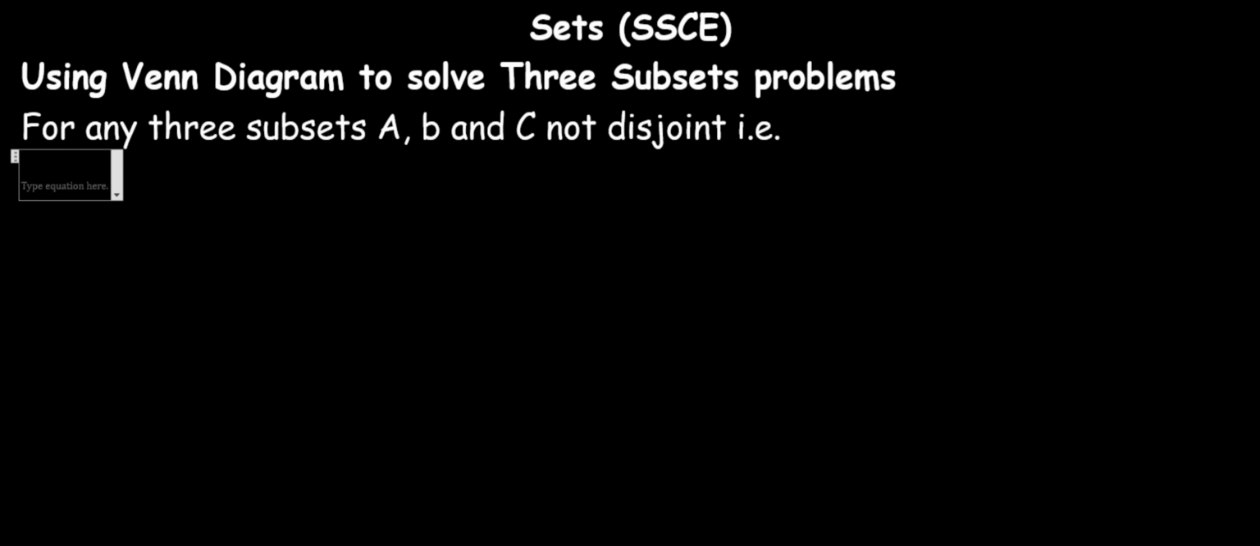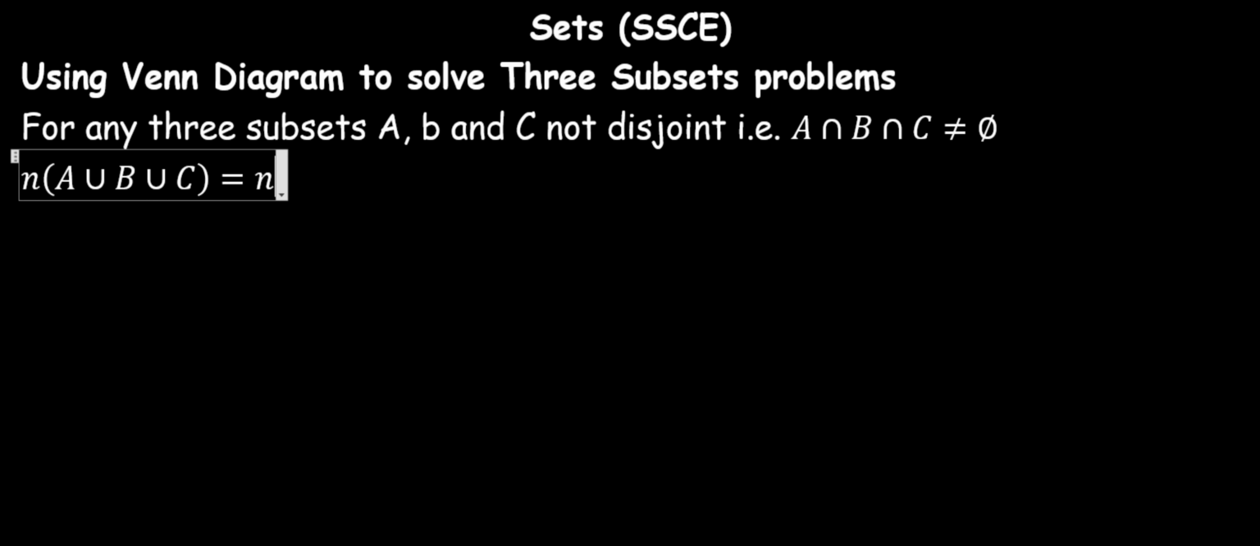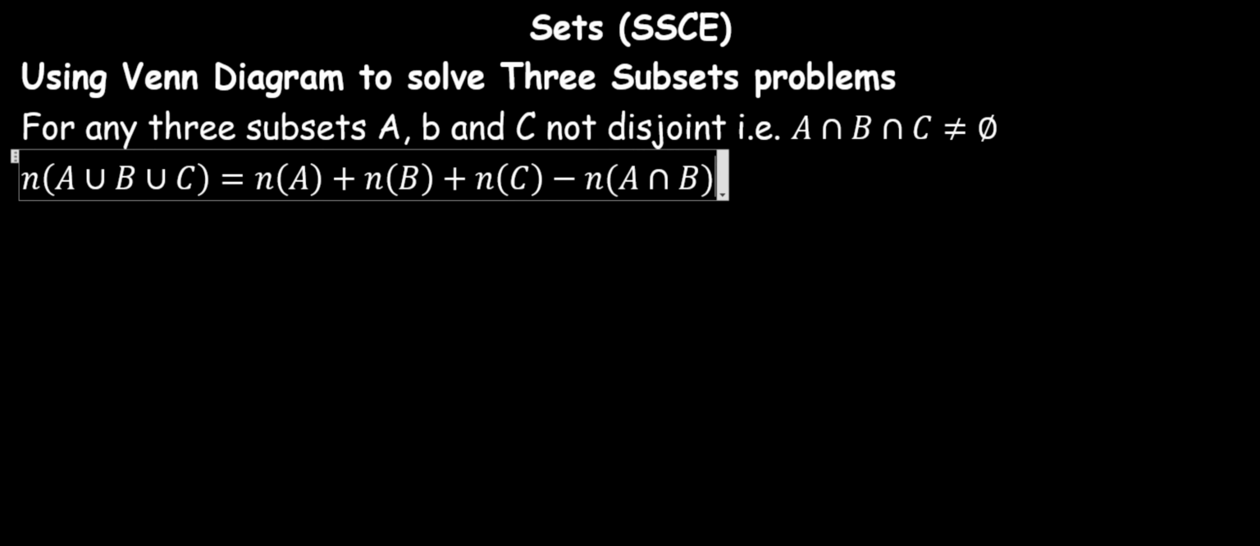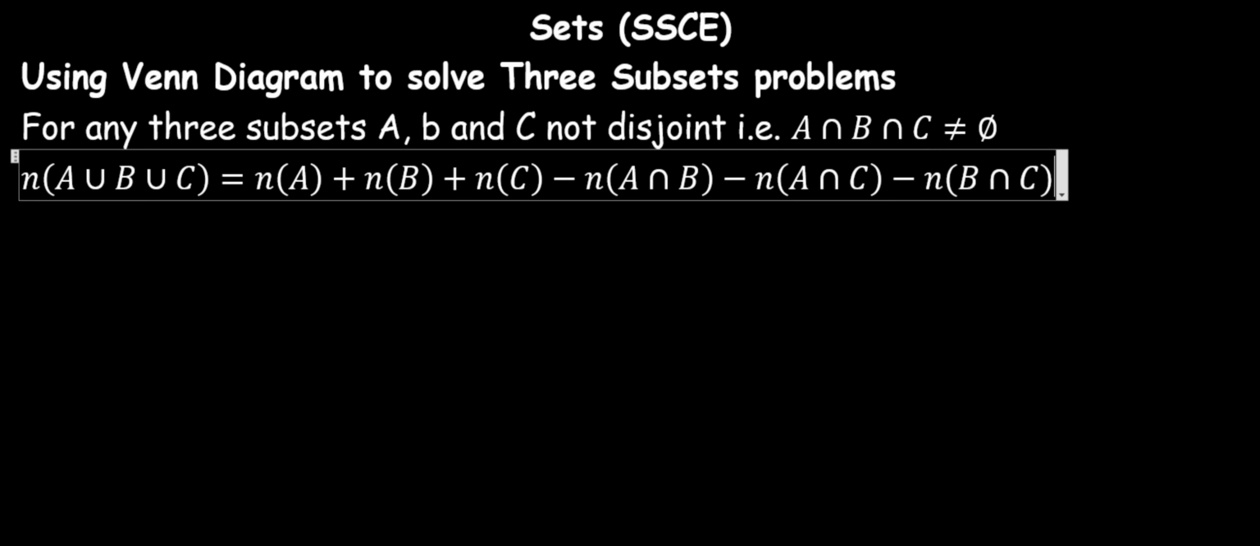For any three subsets A, B, and C, not disjoint, that is, A intersection B intersection C is not equal to the empty set, then the number of the union of A, B, C is equal to the number of subset A plus the number of subset B plus the number of subset C minus the number of A intersection B minus the number of A intersection C minus the number of B intersection C plus the number of A intersection B intersection C.